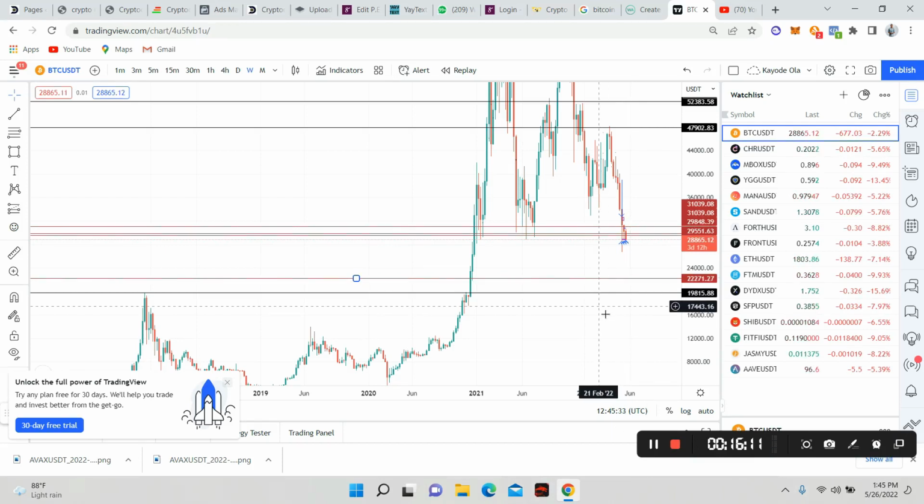So what do I need to do as a swing trader now? I need to wait, because you don't need to rush. You are a swing trader, and probably you have something in the market that you are holding, like maybe you have BTC from before the market dumped. So you don't need to rush to make any particular trade.